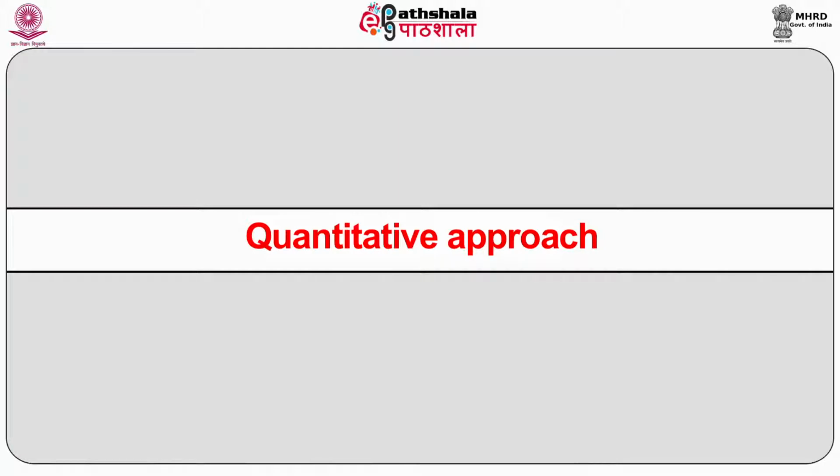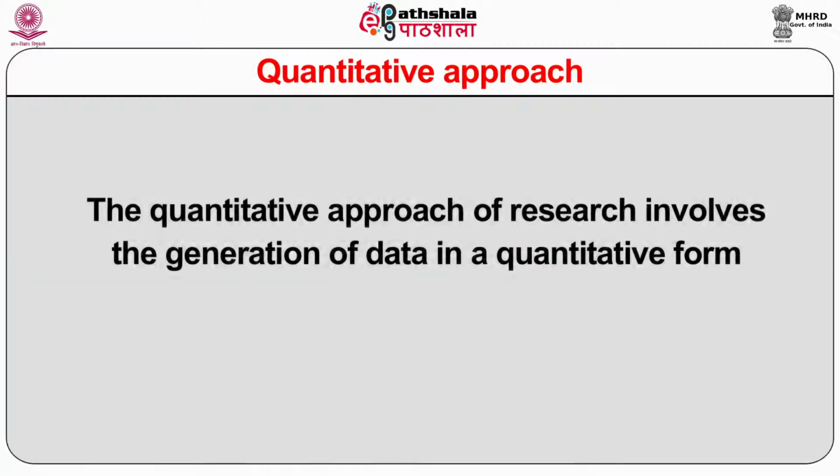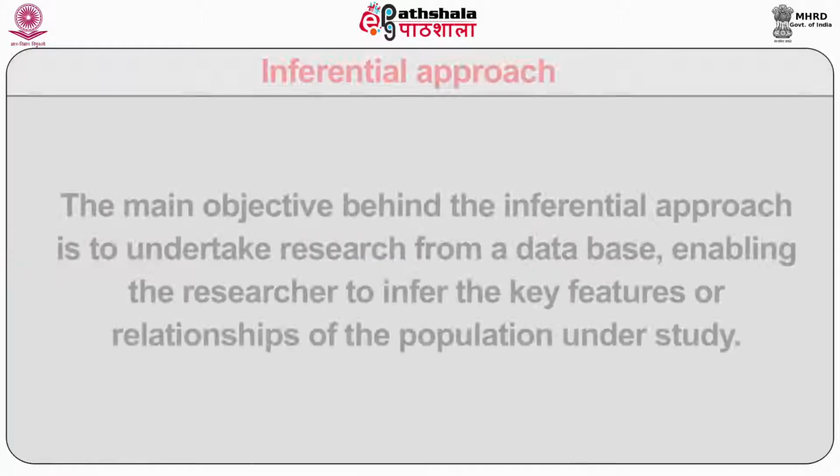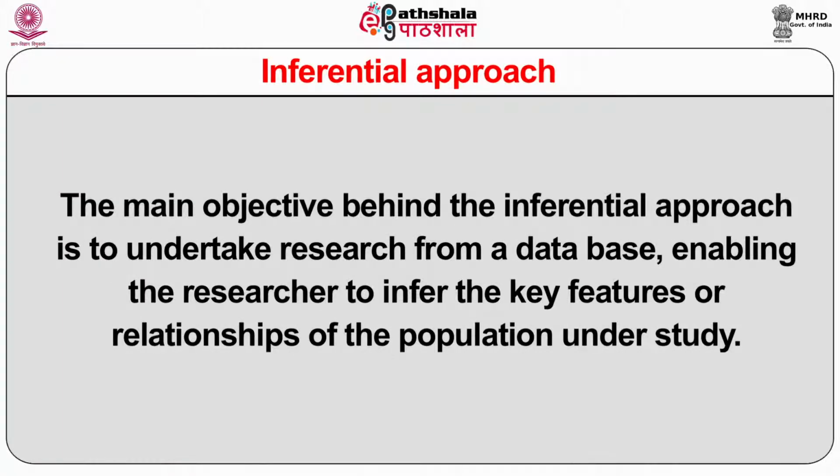First, the quantitative approach. The quantitative approach of research involves the generation of data in a quantitative form, which can be put for further statistical analysis in a systematic and strict manner. Quantitative approach can further be sub-classified into the inferential approach. The main objective behind the inferential approach is to undertake research from a database, enabling the researcher to infer the key features or the relationships of the population under study.